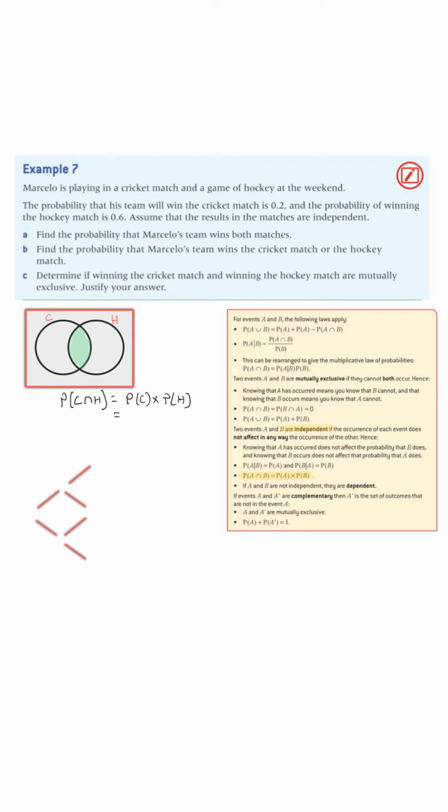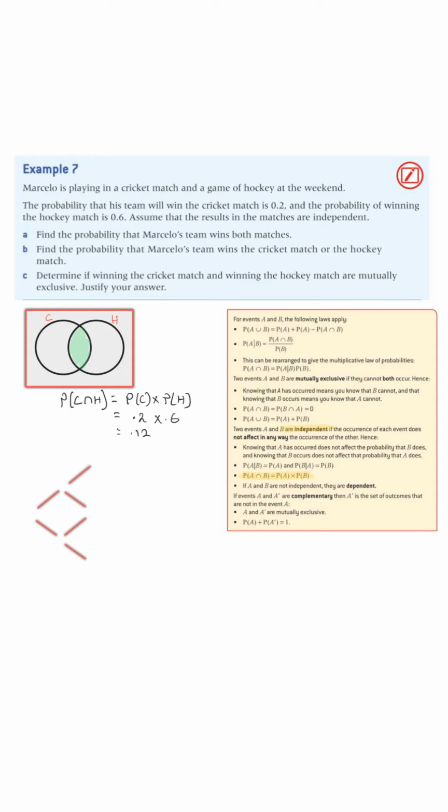Now they told us the probability of C, it's up here. Probability of a cricket match is 0.2, that's winning a cricket match, and winning a hockey match is 0.6. So that's 0.2 times 0.6. Now that's 0.12. That's the probability. Now let's have a look at it on the tree diagram.